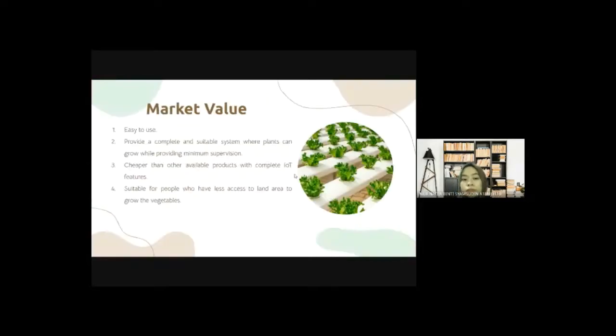For the market value, this product is easy to use and provides a complete and suitable system where plants can grow while requiring minimum supervision. And it is also cheaper than other available products with complete IoT features. And it is also suitable for people who have less access to land area to grow vegetables.